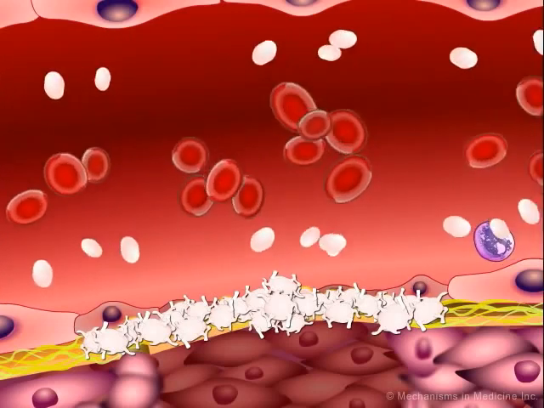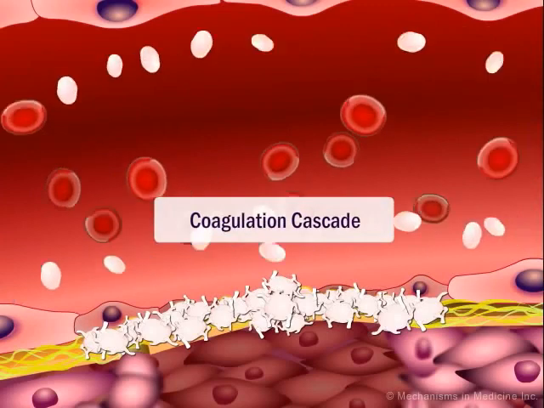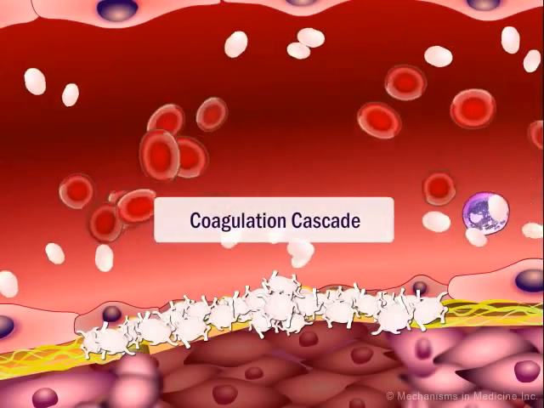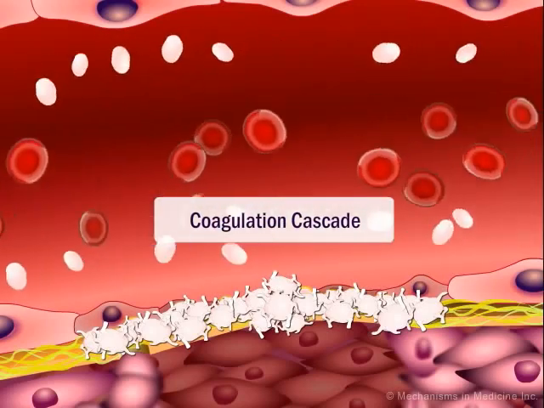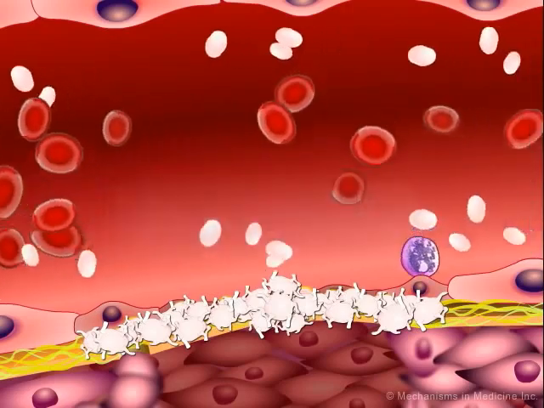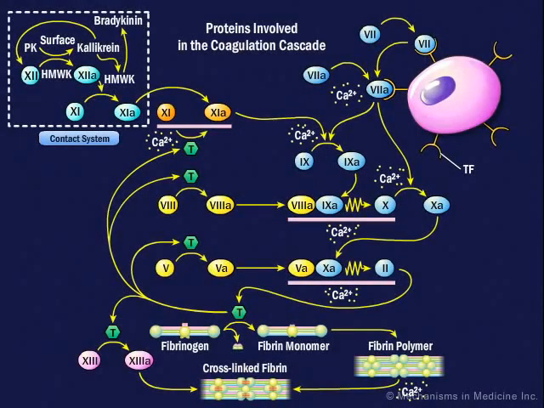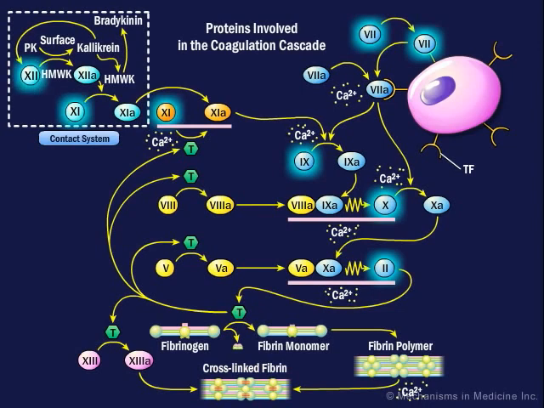Fibrin formation is the result of the coagulation cascade, a series of enzymatic reactions that result in the production of covalently cross-linked fibrin. The cascade involves many different proteins. There are zymogens, or inactive precursors, of serine proteases: factor 2, factor 7, factor 9, factor 10, factor 11, and factor 12. Serine proteases are enzymes with the amino acid serine in their active site that hydrolyze specific peptide bonds.